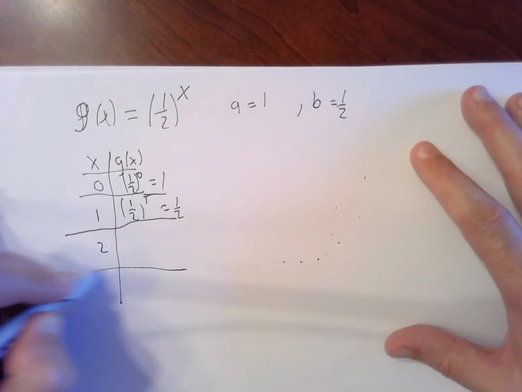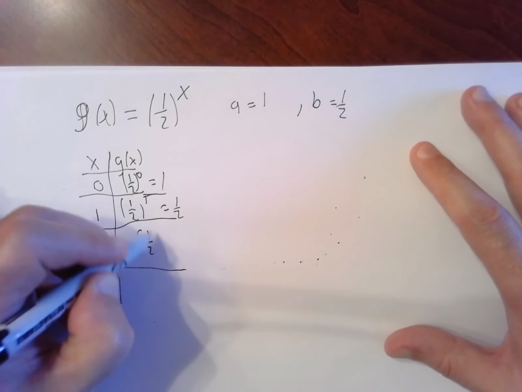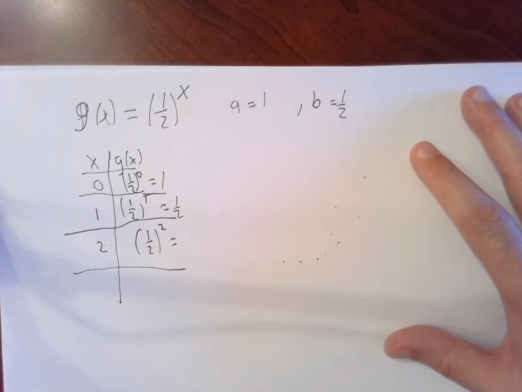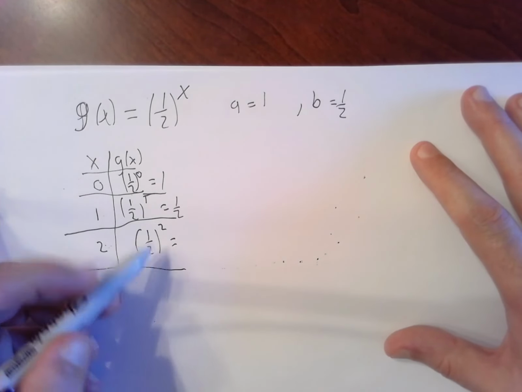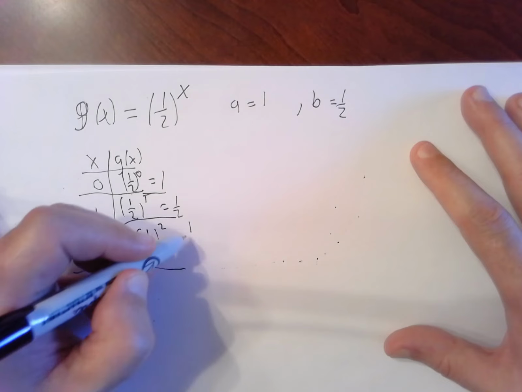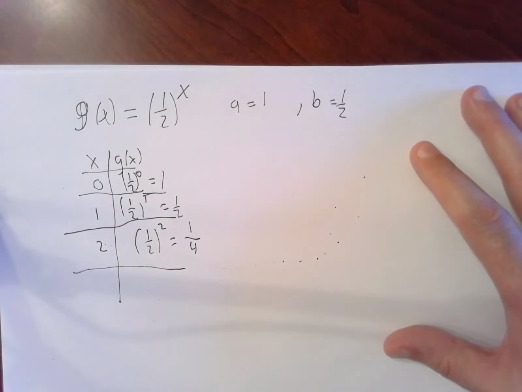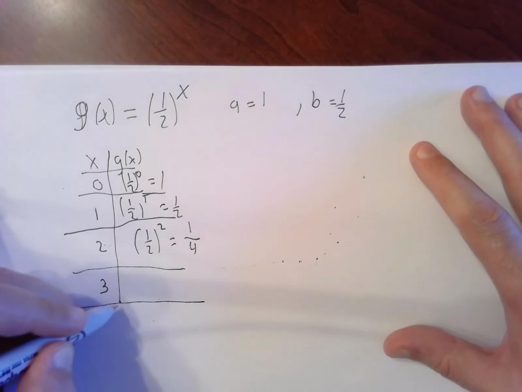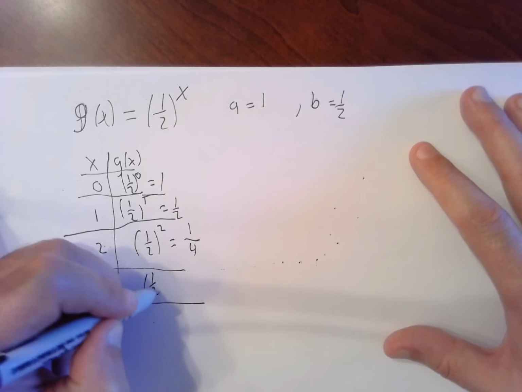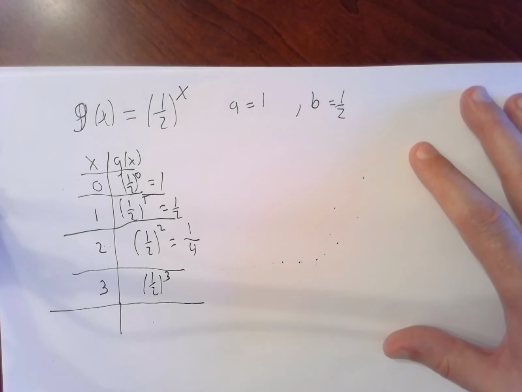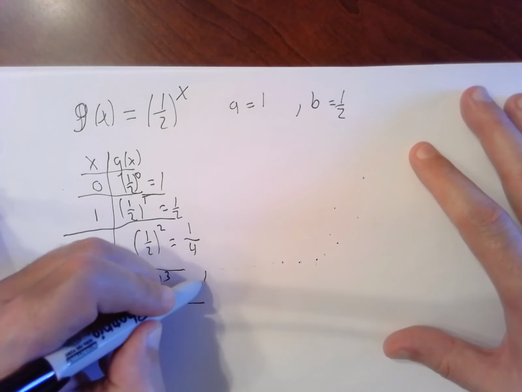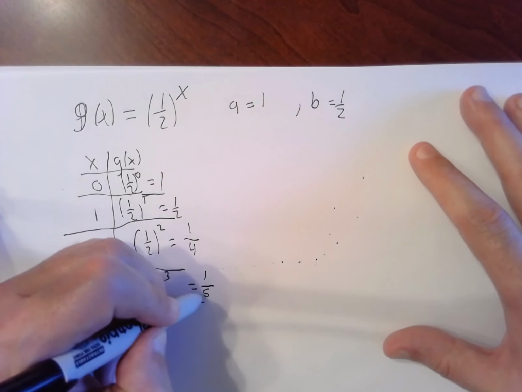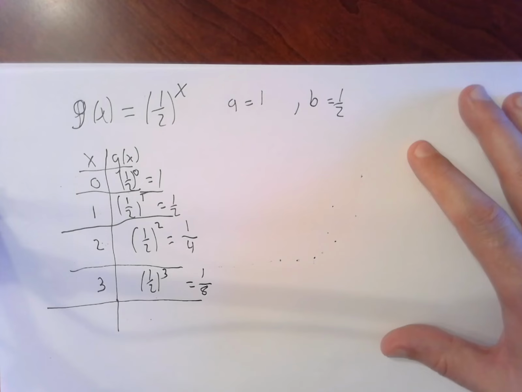Plug in a 2. 1/2 squared. To square a fraction, square the top, square the bottom. Plug in a 3. I get 1/2 to the third. 1 to the third is 1. 2 to the third is 8. Whoa, these numbers look familiar.